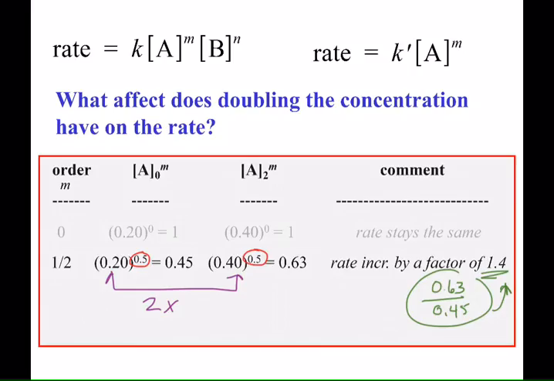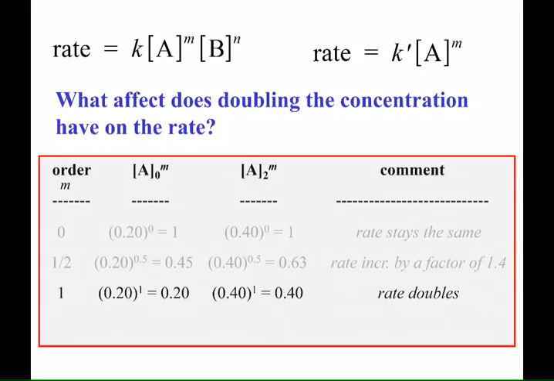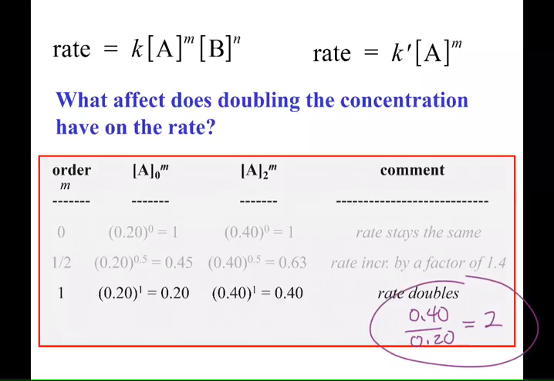So let's take a look at if it's 1. If its reaction order is 1, then we're going to take 0.2 raised to the first power, and we're going to take 0.4 raised to the first power, which is 0.2 and 0.4 respectively. Now, again, relative rates wise, if we take the faster rate, 0.4, and divide by the slower rate, 0.20, you get a factor of 2, right? So it's twice as fast.